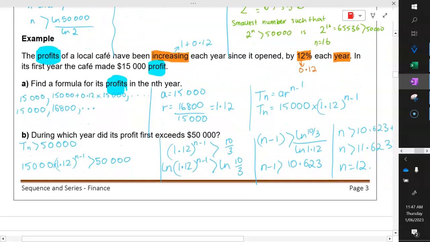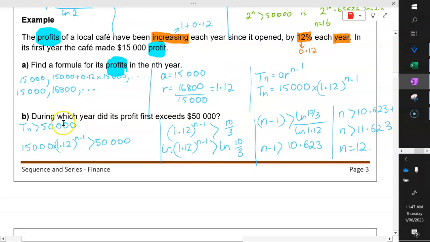Now the second one, we're going to look at logarithms. The second part says, during which year did the profits first exceed 50,000? So which term is bigger than 50,000? That's what we want. T_n is greater than 50,000. We worked out T_n up here, so I've popped that in here. Find out for which n that formula is bigger than 50,000.